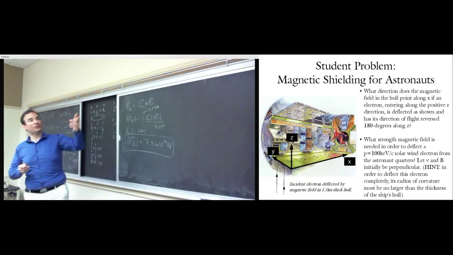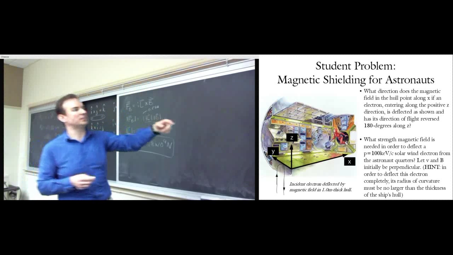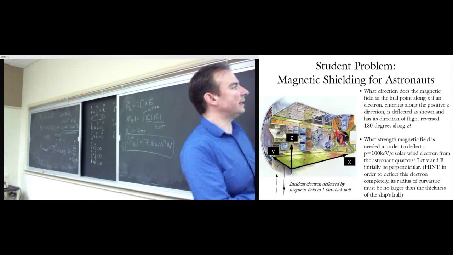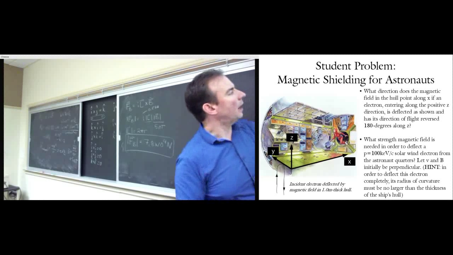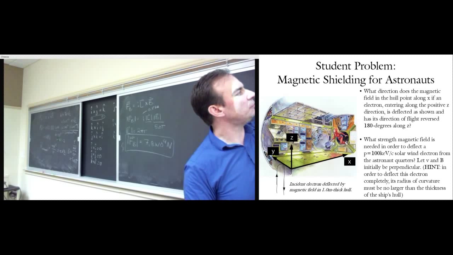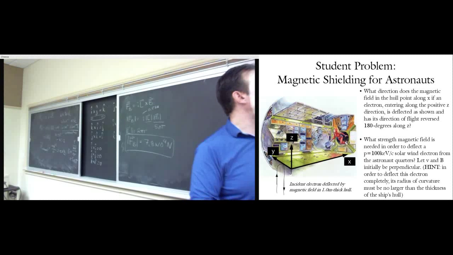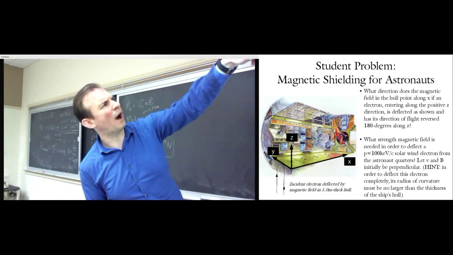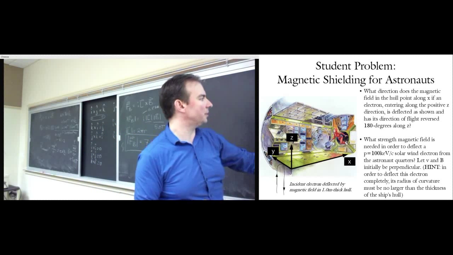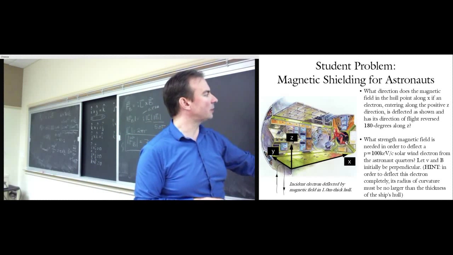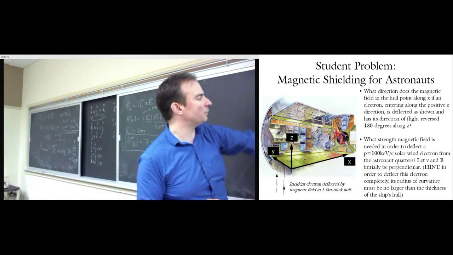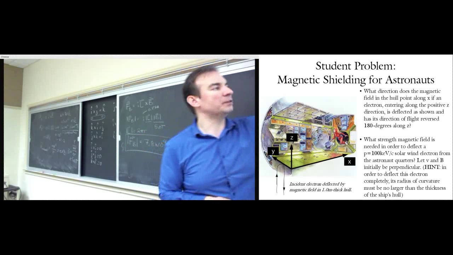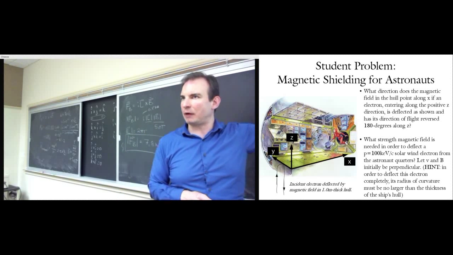So the question here, first of all, is what direction does the magnetic field in the hull point along X? Here's X, here's Y, and here's Z. Again, it's a right-handed coordinate system, okay? Is it positively along X or negatively along X? An electron comes in along the positive z direction and then is deflected back out by the magnetic field. What direction does the magnetic field have to point? So try to use the right-hand rule to figure that out, okay?